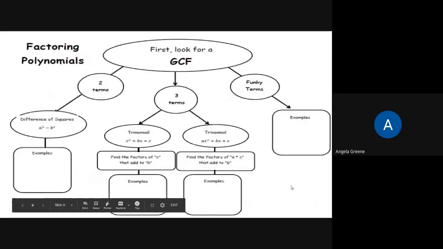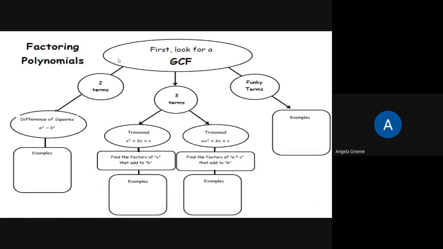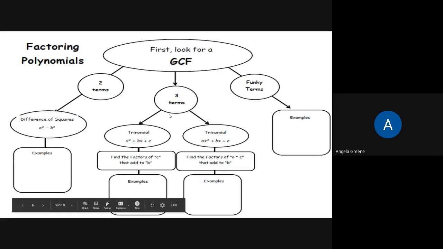So look at this flow chart. And in this flow chart, always the first bubble says first look for a GCF. Once you do that, and once you factor out that GCF, then you're going to decide, okay, do I have 2 terms, 3 terms, or funky terms? So 2 terms will fall under this bubble of most likely difference of squares.